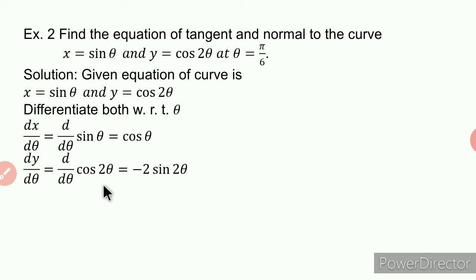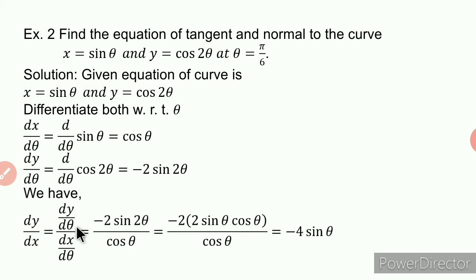Now we get both the values. So we have dy by dx is equal to dy upon d theta divided by dx upon d theta. Substitute the corresponding values. It is equal to minus 2 sin 2 theta divided by cos theta. Now use here formula for sin 2 theta. It is 2 times sin theta into cos theta. So we get minus 2 into 2 times sin theta into cos theta divided by cos theta. Cos theta get cancelled and minus 2 into 2 is minus 4. We get minus 4 sin theta. This is the value of dy by dx.